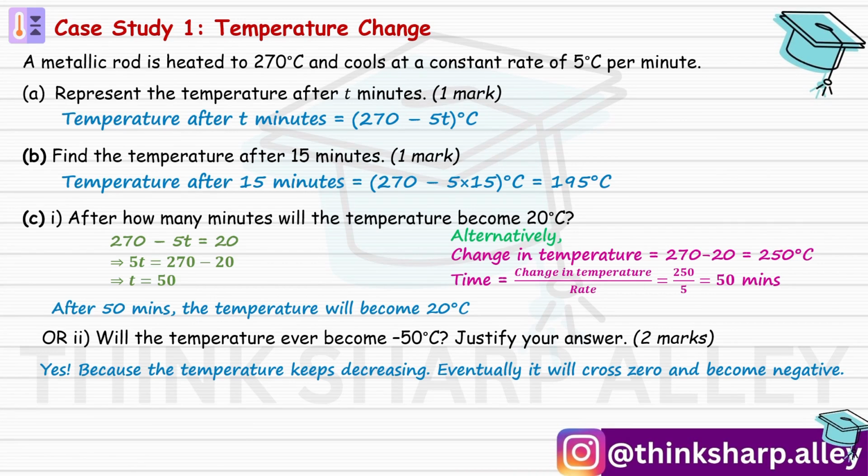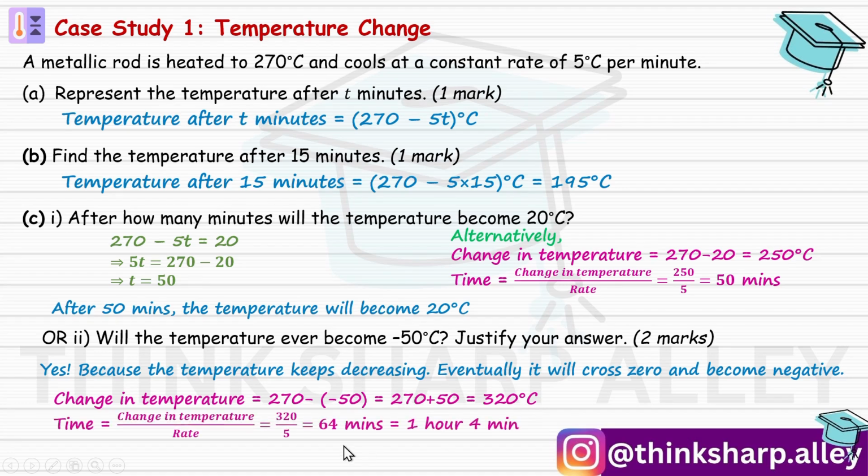But in this question, if you are being asked to find out after how many minutes will the temperature become minus 50 degrees Celsius, we can again do that using the same method, either this one or this one. So if you follow this one, you will put 270 minus 5t equal to minus 50 and then solve the linear equation to get the value of t. Alternatively, you can even use this formula. For this, you need to find out the change in temperature. So 270 minus of minus 50. So that makes it 270 plus 50 equal to 320.